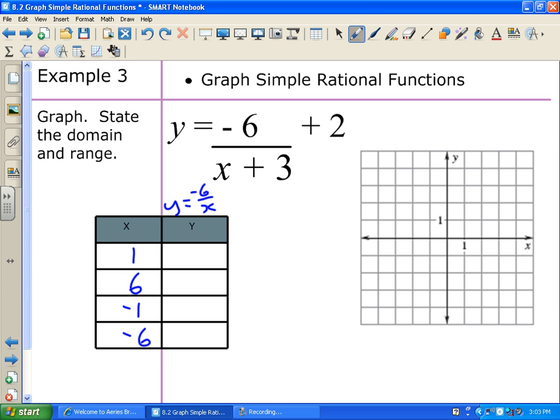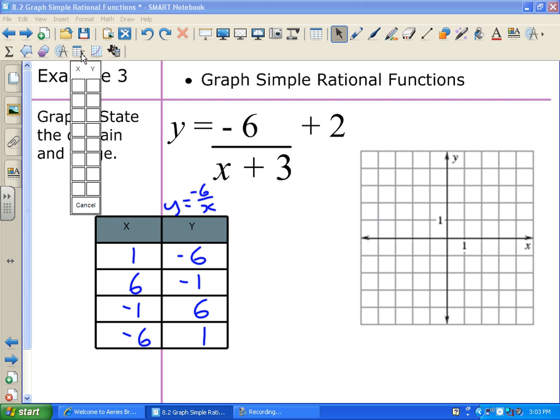Plugging in. Negative 6 divided by 1 is negative 6. Negative 6 divided by 6 is negative 1. Negative 6 divided by negative 1 is positive 6. And lastly, negative 6 divided by negative 6 is positive 1. By the way, most common mistakes on these problems are with the positive and negatives, not with the Algebra 2.